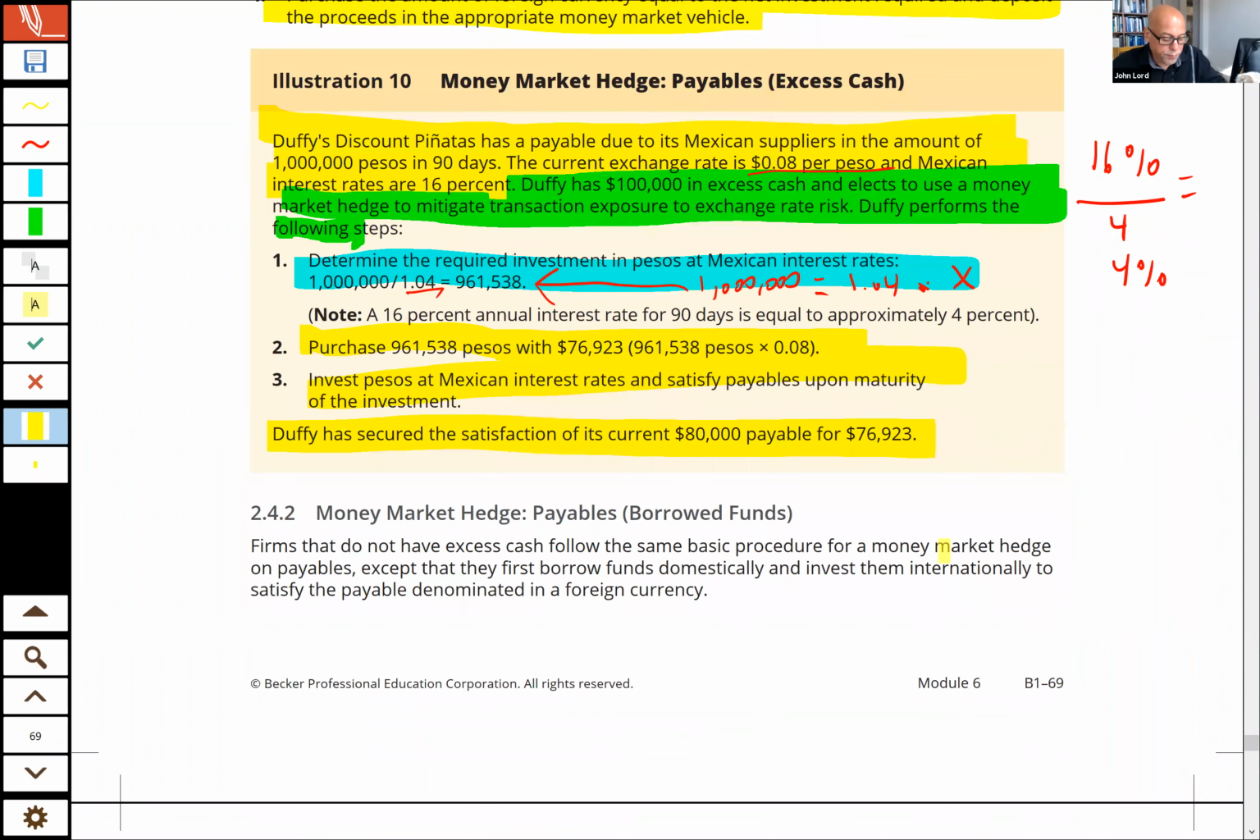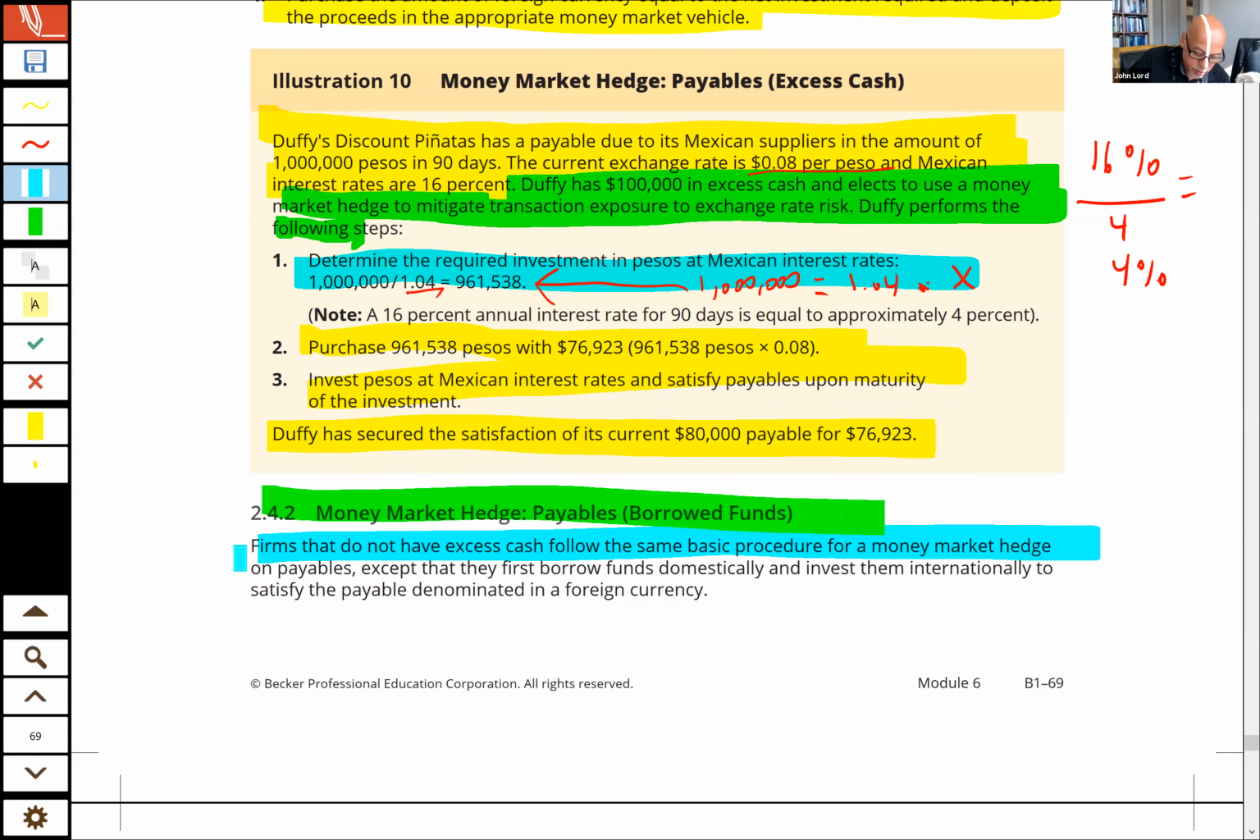Okay. Now, if they're in a situation where they don't have excess funds to do something like this, they can still use a money market hedge by borrowing money. And as long as there's a spread between what they're having to pay in interest to borrow the money and the change in the exchange rate, they can still mitigate some of that loss. Okay, so let's take a look. Firms that do not have excess cash follow the same procedures, but they first have to borrow the funds domestically and then invest them internationally.